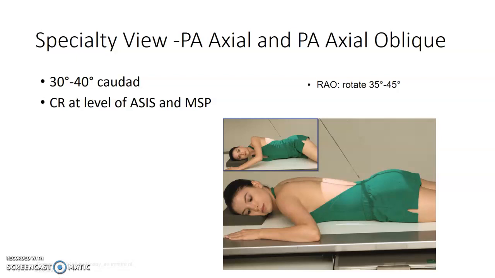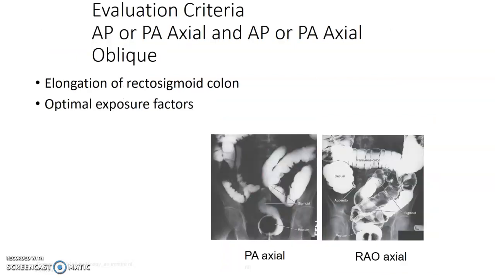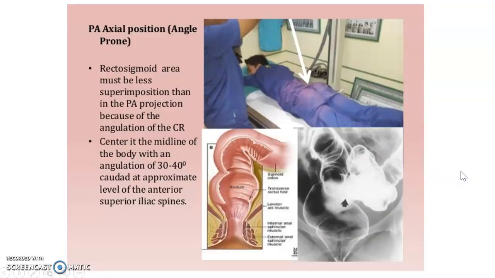Specialty view, I know I talked about this a little bit, but in your book, it talks about the alternate view for the AP axial sigmoid. This is PA axial or PA axial oblique. Almost the same. When they're prone, toes down, angle down. So you're going to reverse your angle and angle 30 caudad. You're going to do an RAO instead of an LPO. It's just a reverse of everything. Similar RAO or PA axial. This was just another image here. Toes down, angle down, opening up the sigmoid colon.